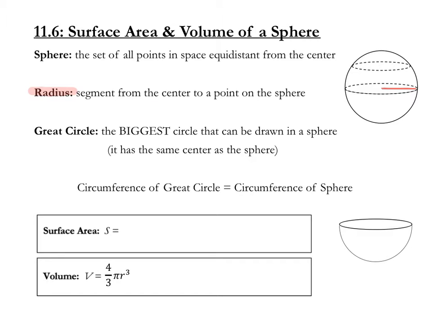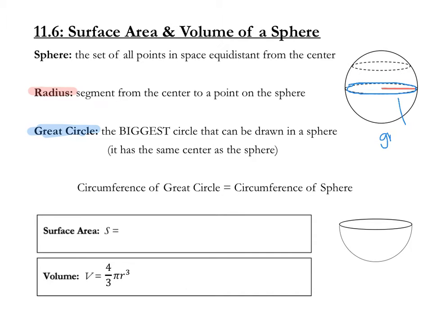And then the other term that you need to understand is what it means to be a great circle. A great circle is the biggest possible circle that you can draw in a sphere. So we have two different circles that are drawn in here. This is the biggest one. That is what's called a great circle. Also, you'll see that it has the same center as the sphere.